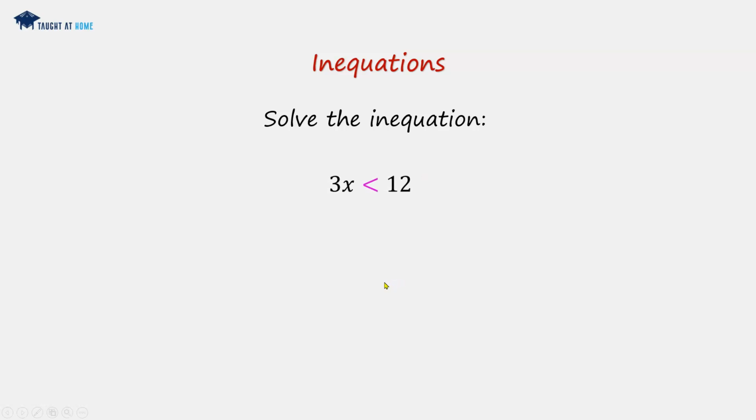3x is less than 12. We divide both sides by 3. These cancel, so we're left with x is less than 12 over 3, therefore x is less than 4. So here x cannot be 4, but it can be anything less than 4.